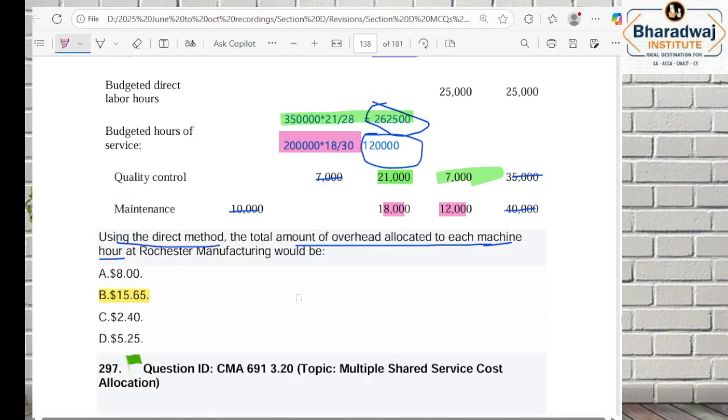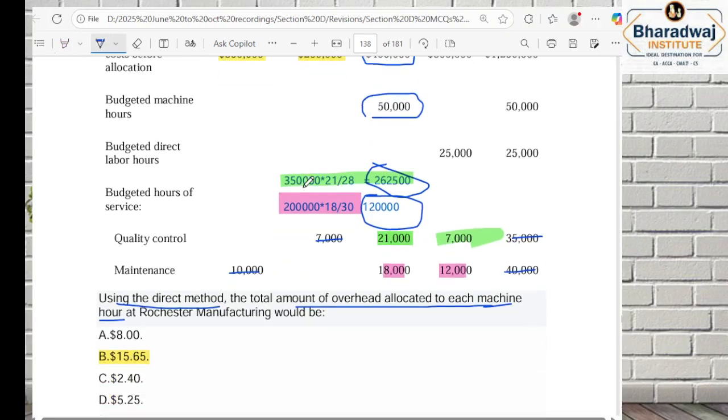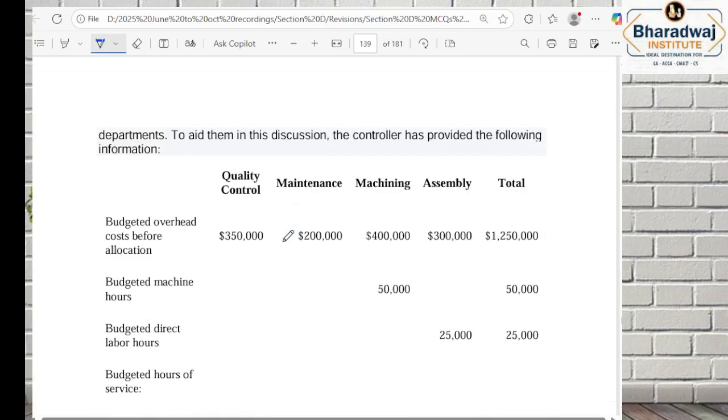In the reciprocal method, you would have formed equations. If it is reciprocal, step down, sir, 1 by 1. Step down 1 by 1 part. The same question is asked under the reciprocal method.